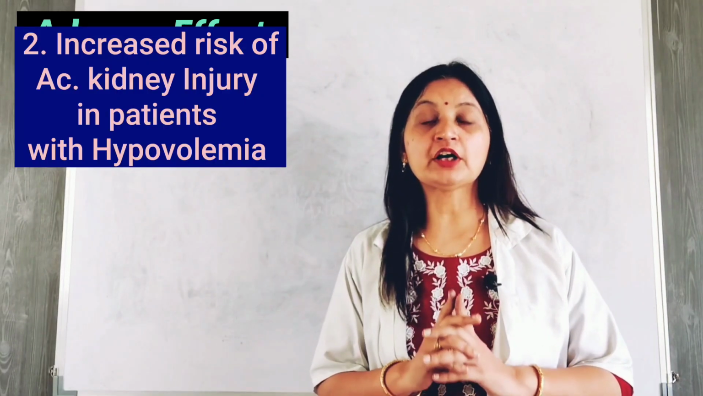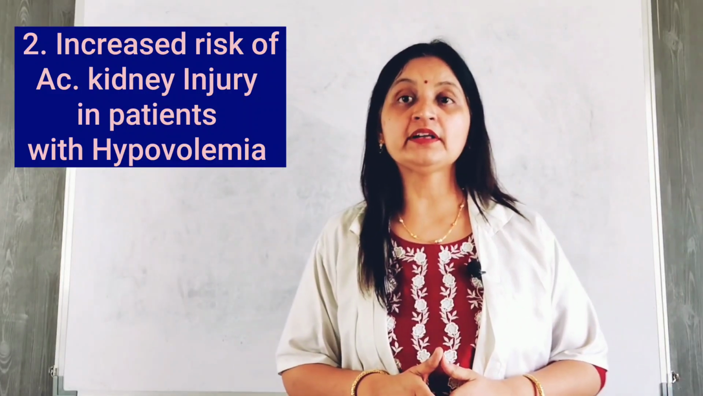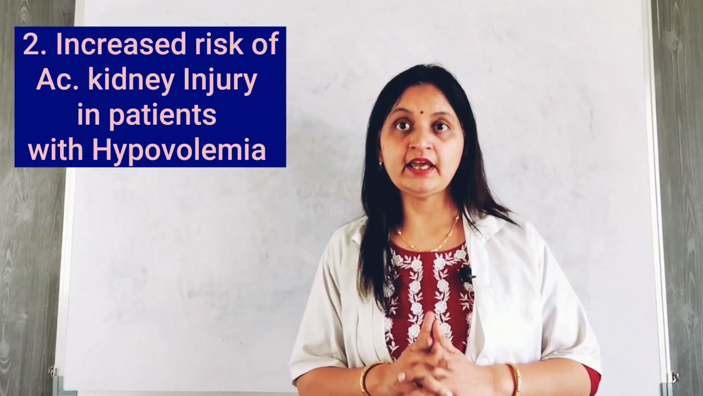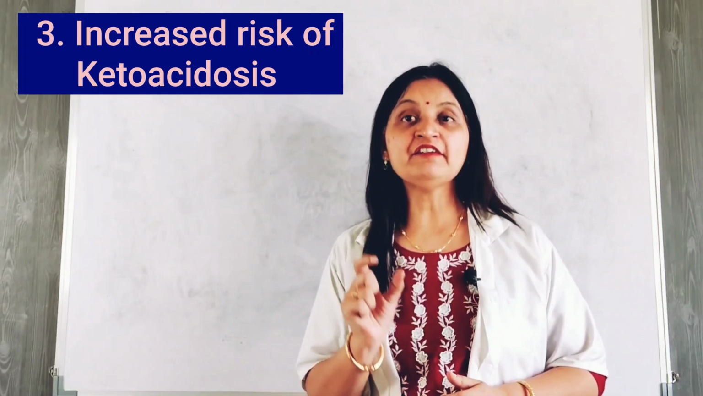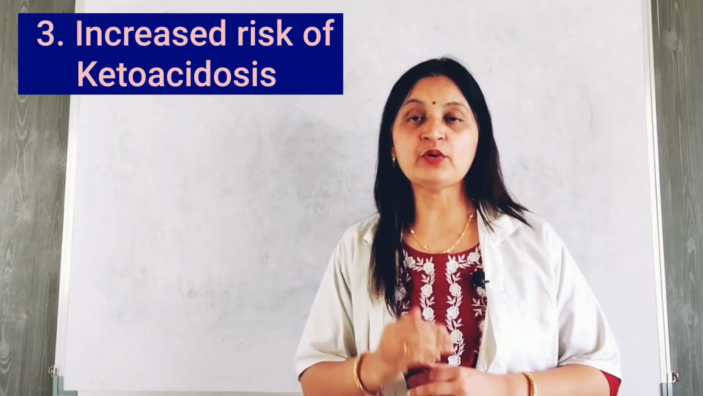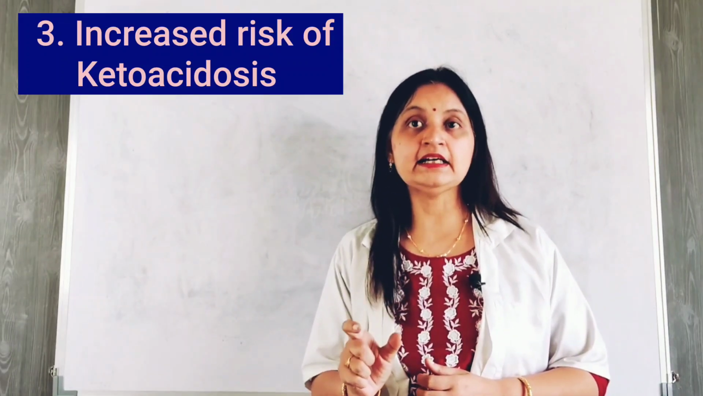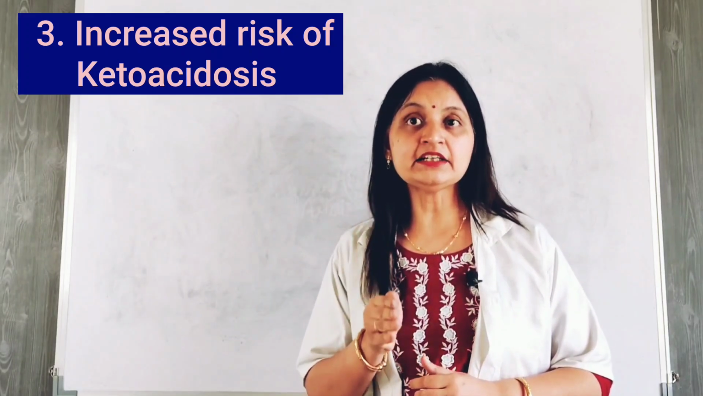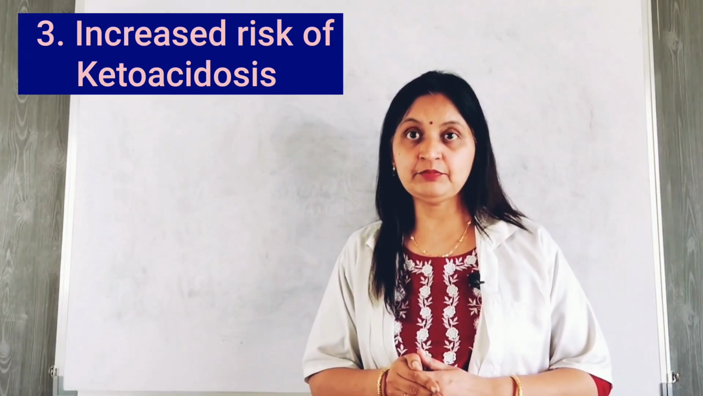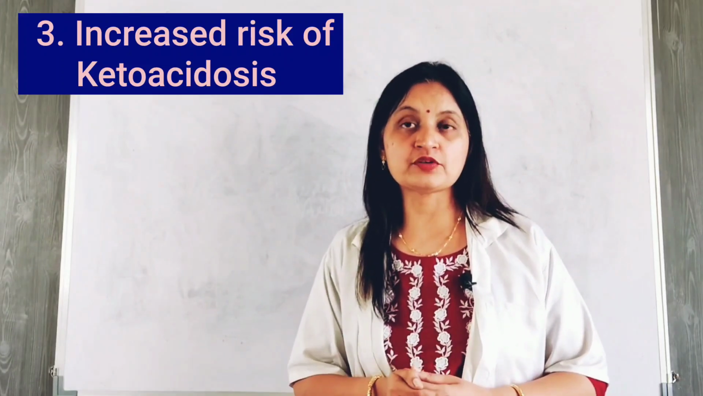Secondly, there is increased risk of acute kidney injury in patients with hypovolemia. This is particularly important in elderly patients receiving diuretics and suffering from renal impairment. Thirdly, treatment with SGLT-2 inhibitors is associated with a threefold increased risk for diabetic ketoacidosis. So before initiating treatment with SGLT-2 inhibitors, consider risk factors for diabetic ketoacidosis and also consider discontinuation of SGLT-2 inhibitor treatment in clinical situations that may predispose to diabetic ketoacidosis.